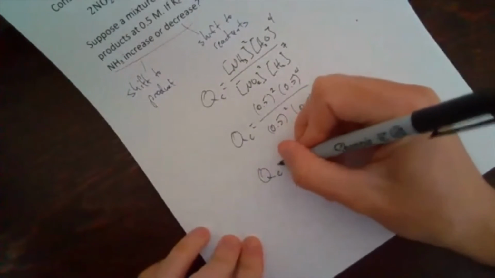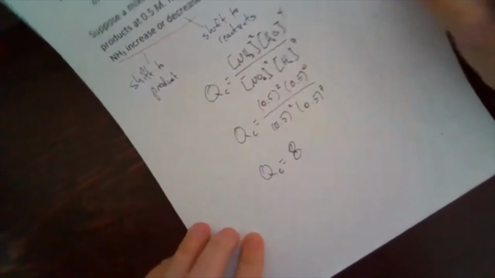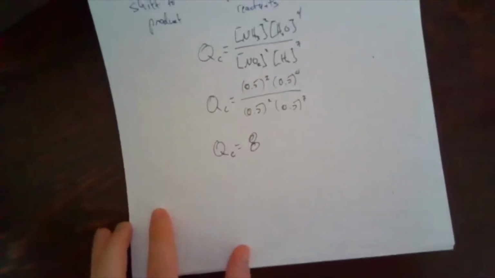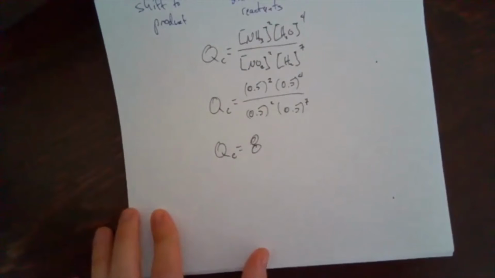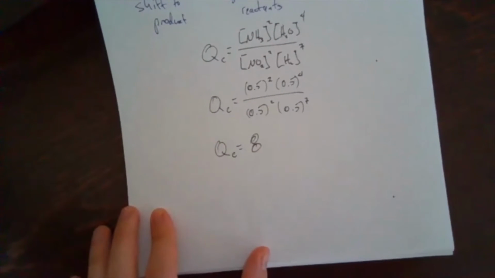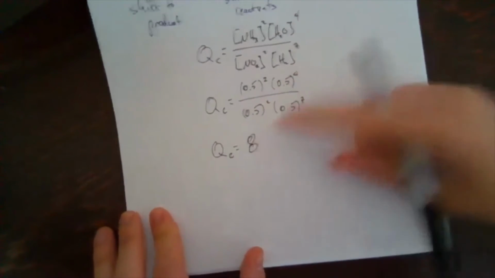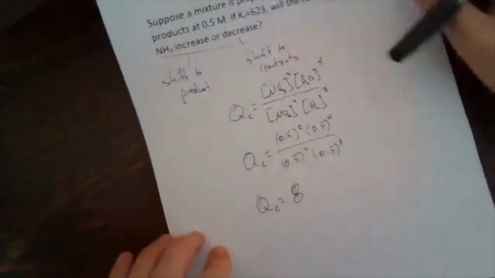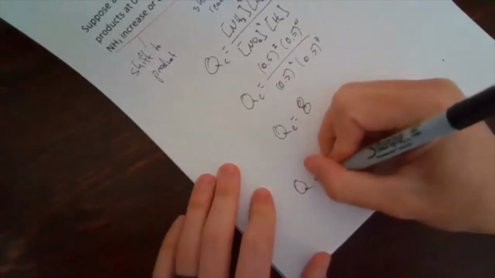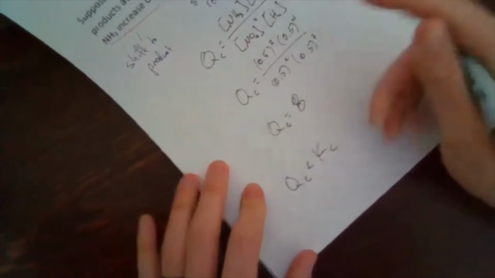And so QC is equal to 8. And so this tells me that based on this mixture that I have, put everything in at 0.5 molar, the relative combination based on this form is 8. Well, we can see if that is less than the Kc value. So QC is less than Kc.